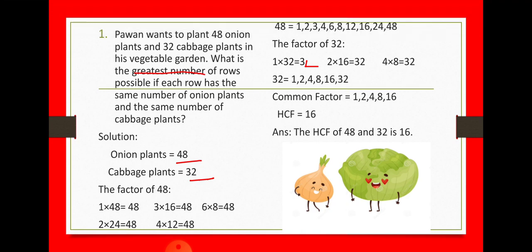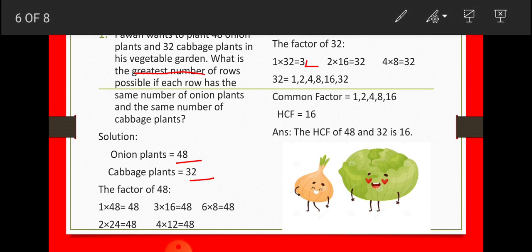Listen, 48 means what are the factors? 1, 2, 24, 48, 3, 4, 12, 16, 6, 8. These are the factors of 48. Next 32. 32 means 1, 2, 4, 8, 16, 32. Next we are going to take the common factors.